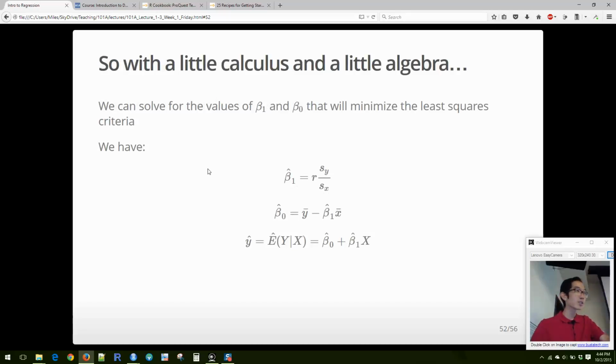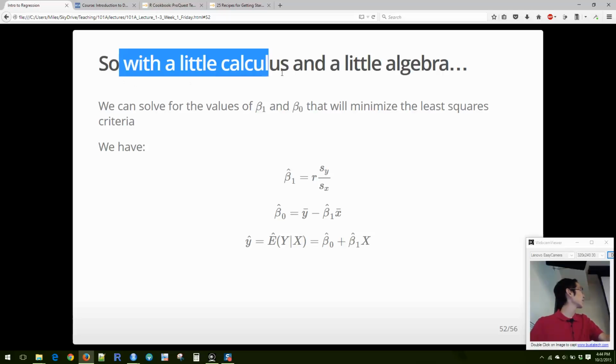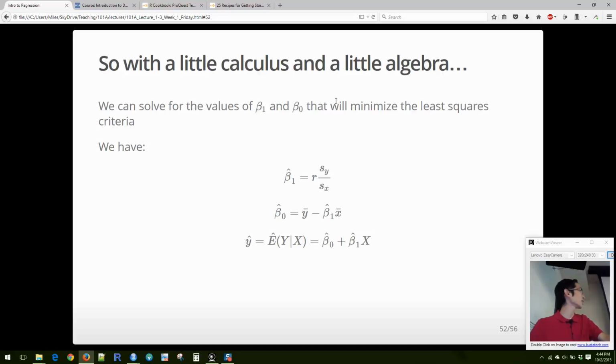All right, so I'm going to skip this part. I'm assuming it gets covered in 100B in the mathematical statistics, all of this stuff. So with some calculus and algebra, you set your derivatives equal to 0 to find the minimum point and things like that.